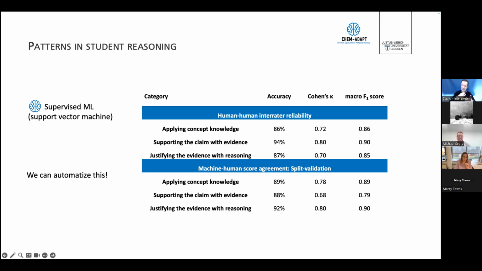Here we used a supervised machine learning technique. So we had already all our labeled data, and so we could train the machine to detect the data. And with 90% accuracy, we were able to detect these 3 categories that we were looking at for students' argumentation. I said, okay, that was a quick fit to my problem.